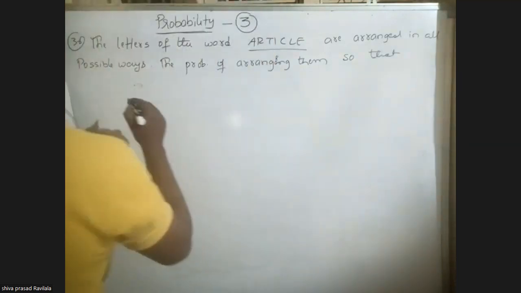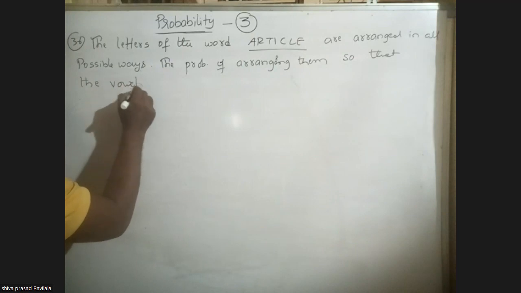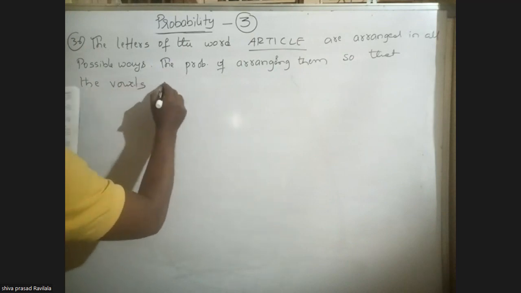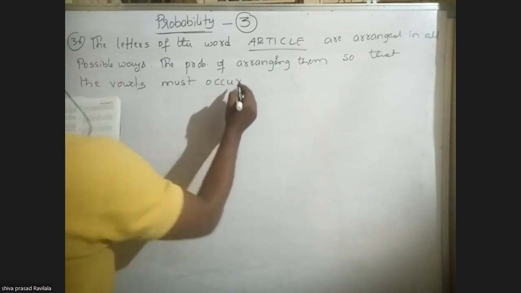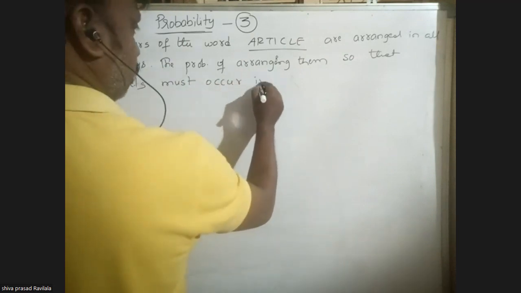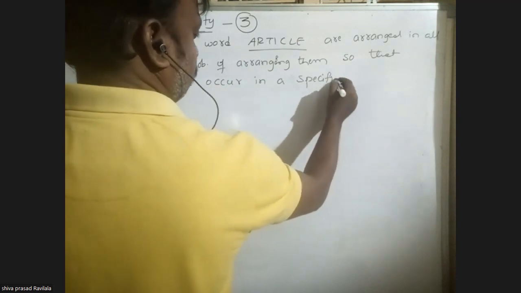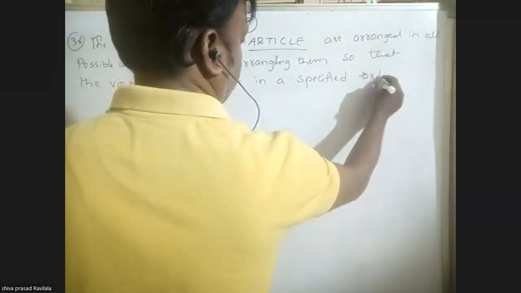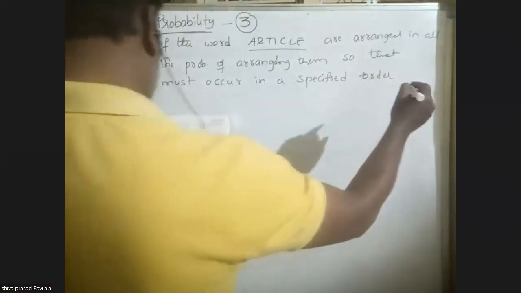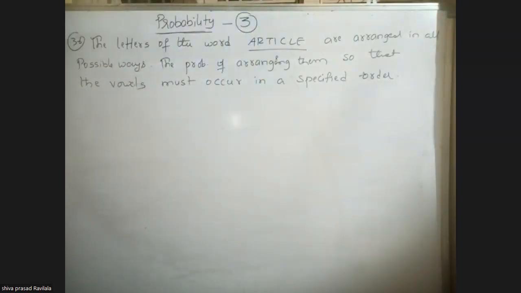The vowels must occur in a specified order. What is the meaning of specified order? This word is important. This is the key word. Specified order need not come together. Here also the same condition comes: specified order.